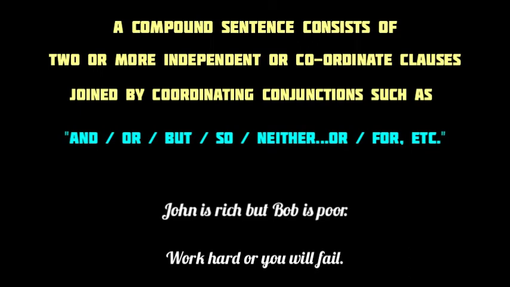A coordinate clause is an independent clause, meaning it can make complete sense by itself. In the second example, the coordinating conjunction or is joining the two independent clauses work hard and you will fail. So these are both compound sentences.